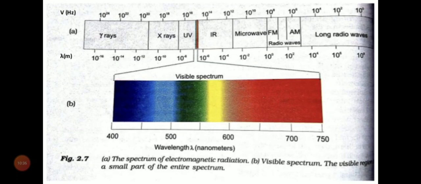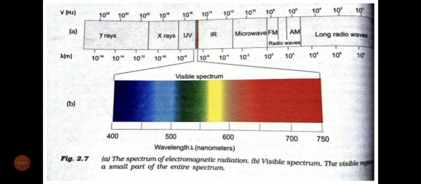It comes between UV and IR, and we can see that on the top there are units according to frequency. Frequency is denoted by the symbol nu, and frequency is measured in hertz, and wavelength is denoted by lambda, and its unit is meter. So these are different types of radiation waves. We are all well aware of X-rays and UV rays. X-rays are used for medical purposes, and FM waves are used as radio waves.